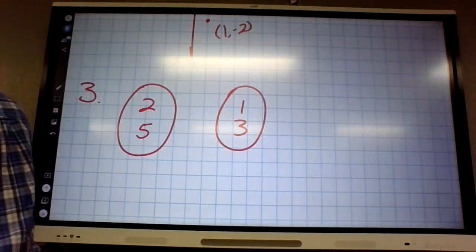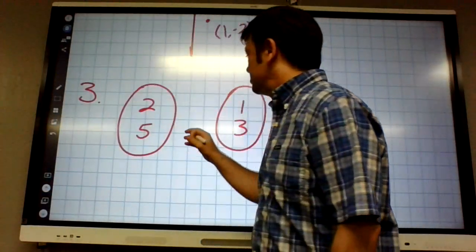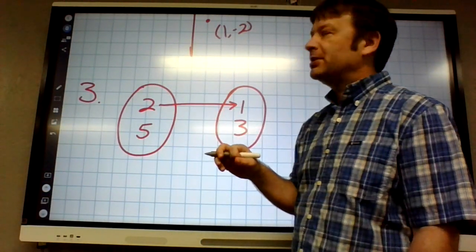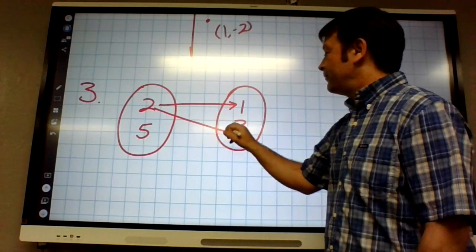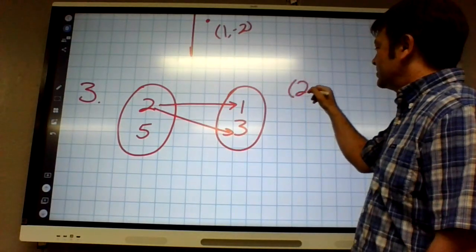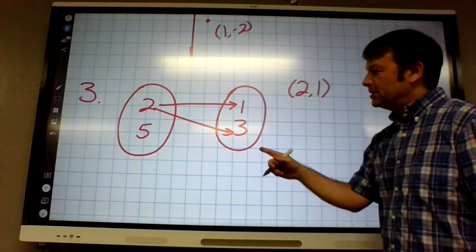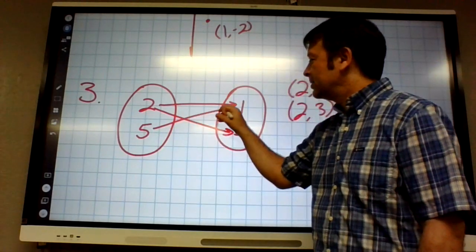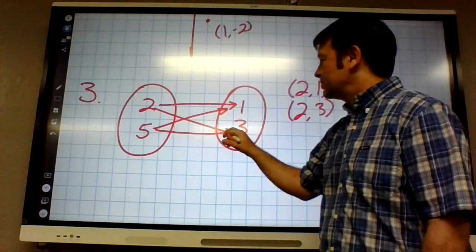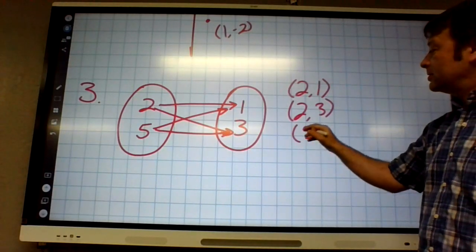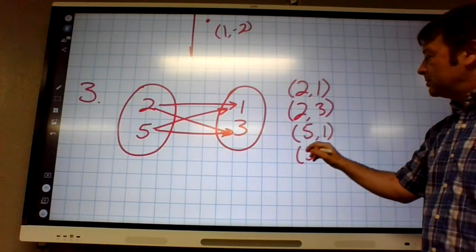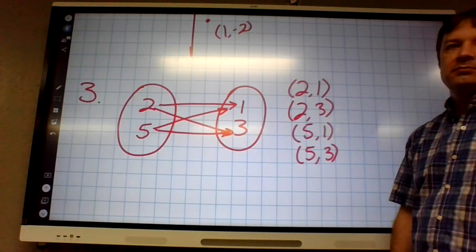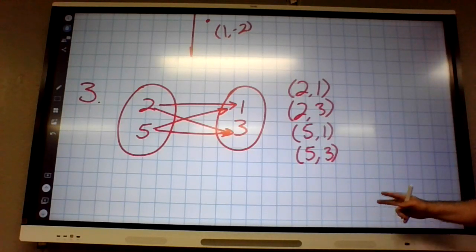So, 2, when they have an arrow from 2 to 1, what does that mean? Then it's 2, 1, and 2, 3. Okay, yeah, the arrow from 2 to 1 means there's a point, an ordered pair 2, 1, and 2, 3. And there's arrows there too. So 5, 1, and 5, 3. And then we have to graph those 4.